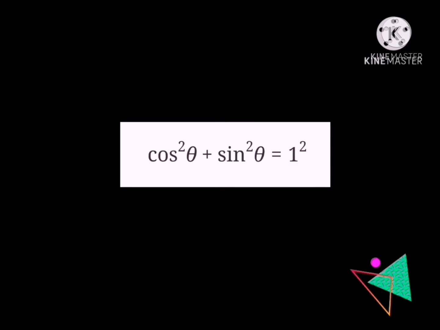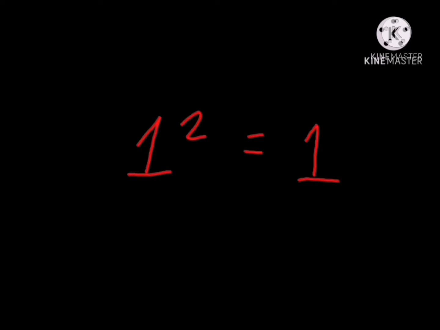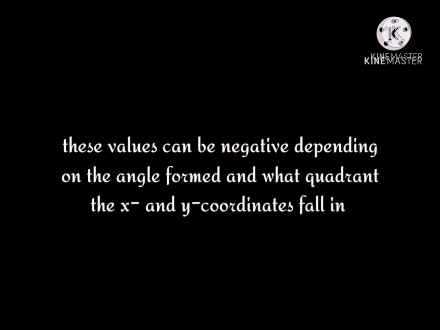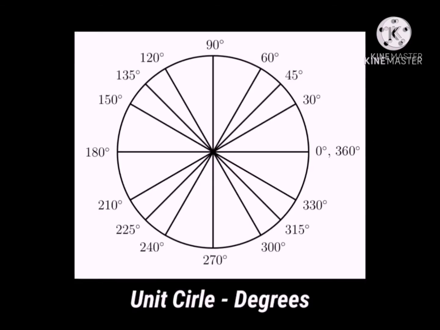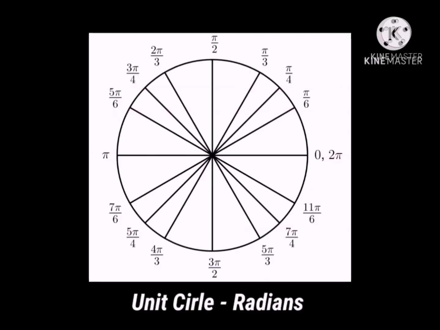Cos squared theta plus sin squared theta is equal to 1 squared. Since 1 squared is equal to 1, we can simplify this equation like this: cos squared theta plus sin squared theta is equal to 1. Be aware that these values can be negative depending on the angle formed and what quadrant the x and y coordinates fall in. Here is an overview of all major angles in degrees and radians on the unit circle.